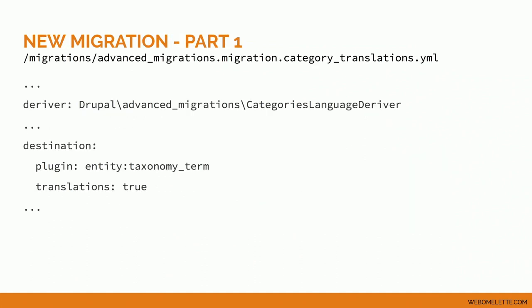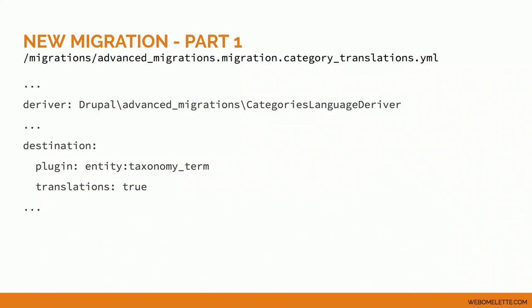So how will this look? Now we're going to look at some code, because we need PHP aside from the migration. So next to the migration we wrote first, we have another one now called category translations, which is essentially very close in definition to the first one.